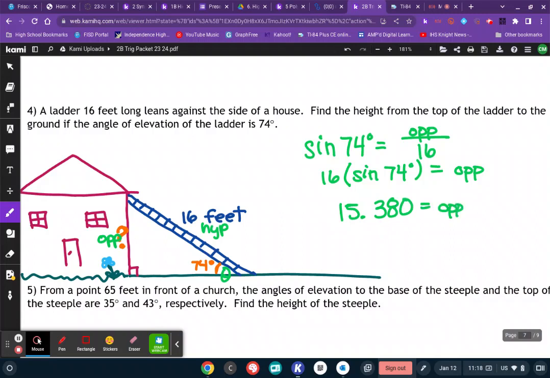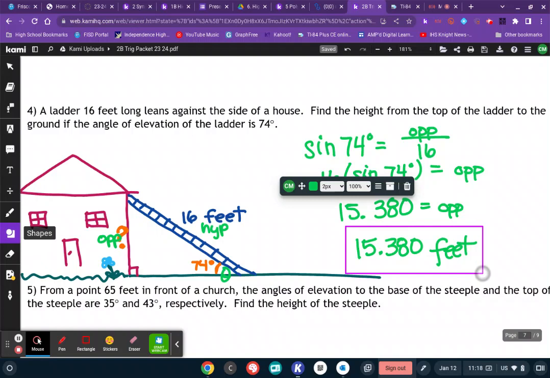So double check before we put our box around it. Does it tell me any different way to round? Nope, that's it. So we do definitely want to include our units. So 15.380, what are we measuring in? Nice, thank you. Feet. There we go.